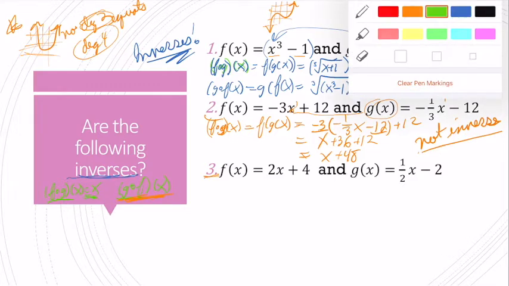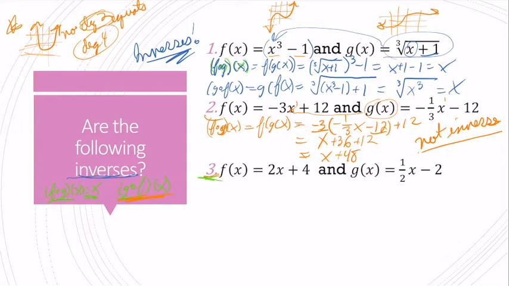Let's change colors back to green. Maybe I'll regret it. If I have f of x equals 2x plus 4, that's a linear equation, so it is a function and it is 1 to 1. If I have g of x equals positive 1/2 x minus 2, that is a linear equation and it is 1 to 1. So I'm going to want to take my function composition.